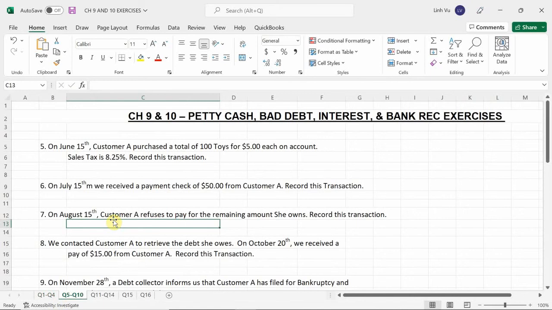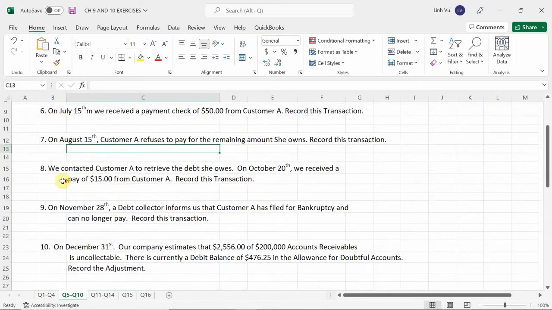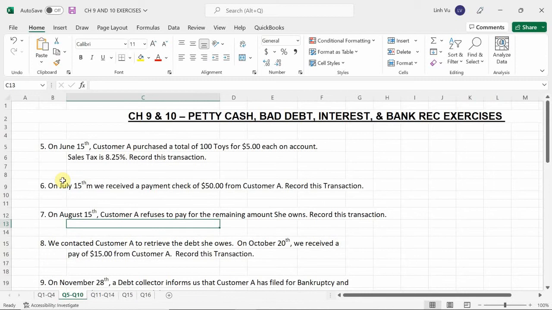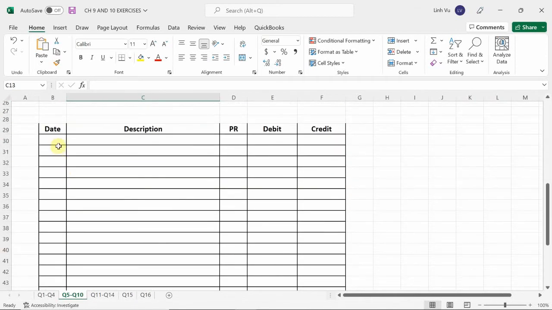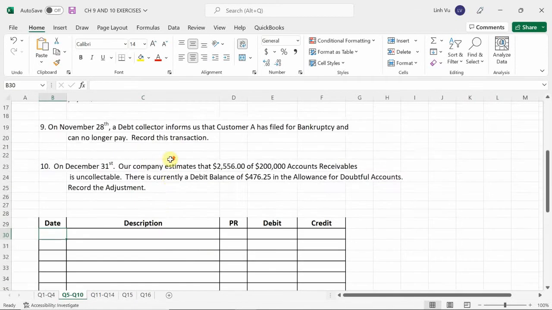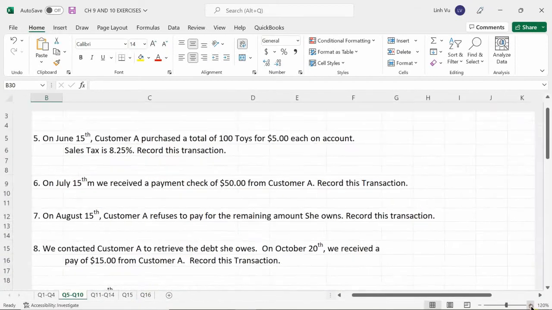All right, so now we're going to be moving on to chapter 10. In this case, we're going to go through a series of questions and then answer them. For the next 5 questions, they're going to be related to each other. So one thing at a time. Let's take a look at number 5 real quick. Let me make this a little bigger.